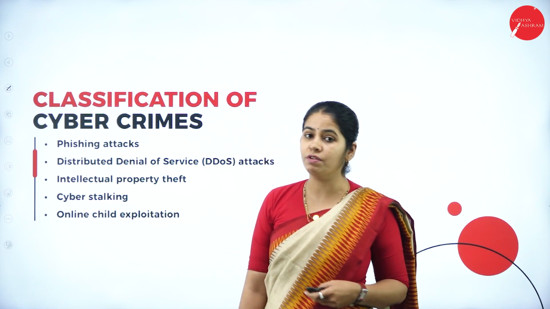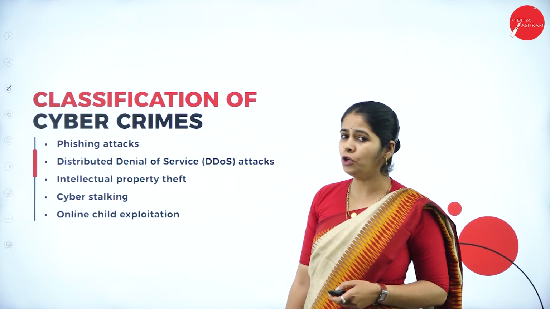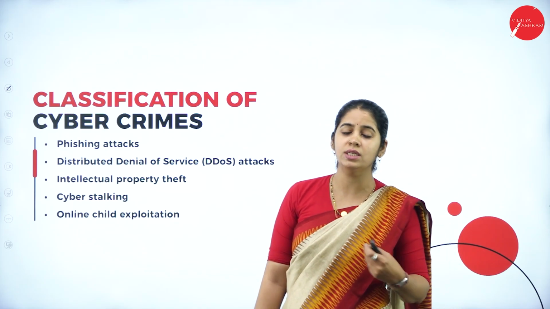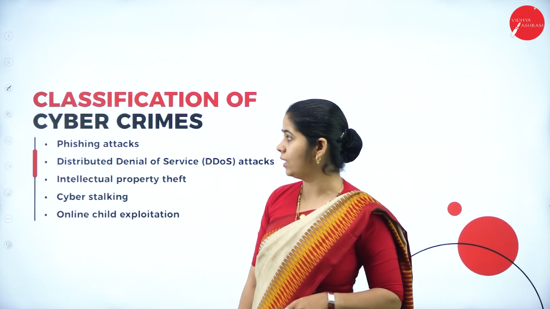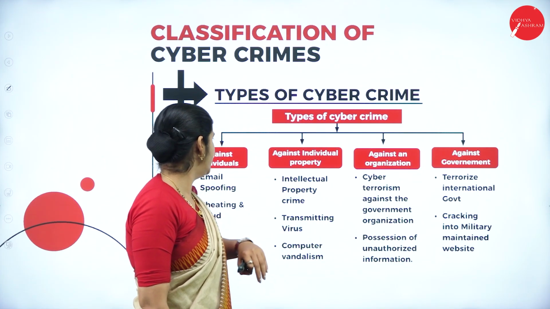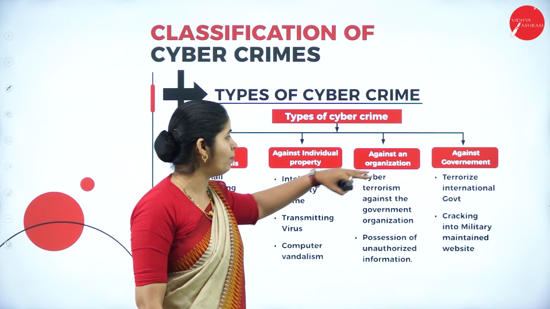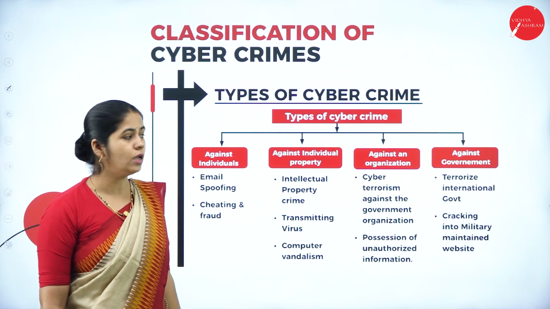Apart from that, we have phishing attacks, distributed denial of service attacks, intellectual property attacks, cyber stalking, and online child exploitation. These are some of the more cybercrimes that are happening. Let's classify them. We classify depending on 4 criteria: cybercrime against the individual, cybercrime against property, cybercrime against the organization, and cybercrime against the government.